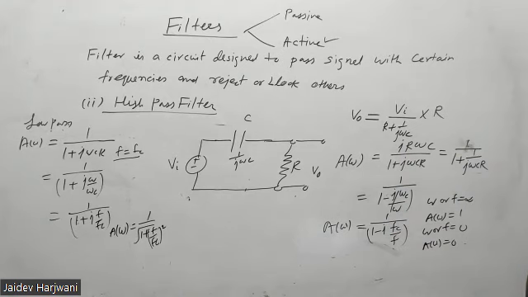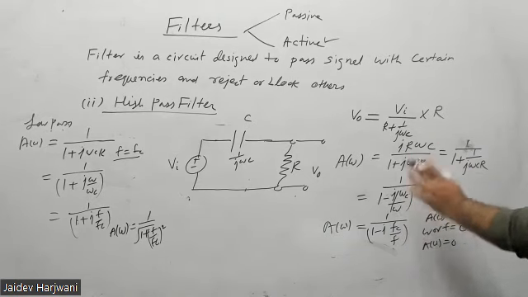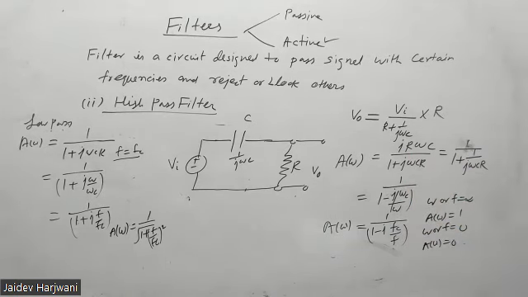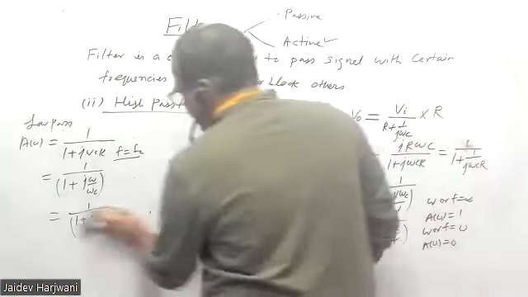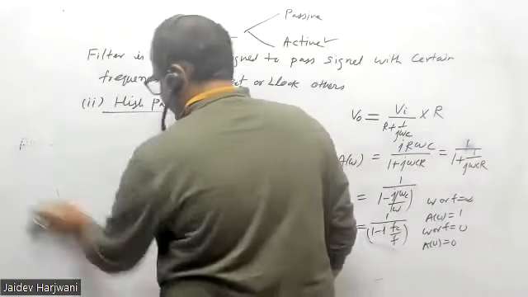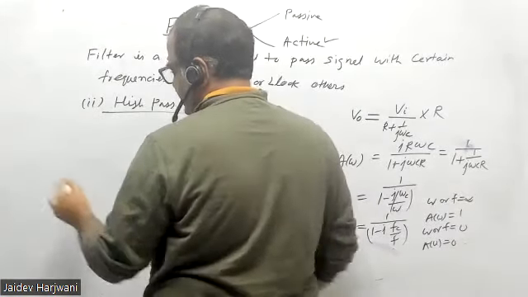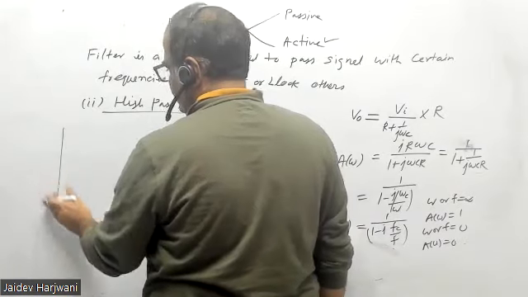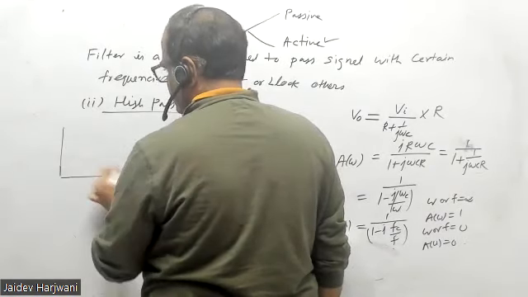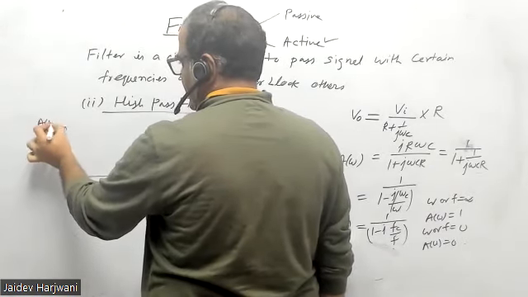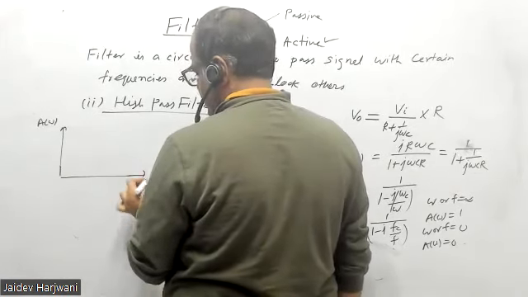Okay. So at higher frequency you will get higher gain, depending on this. And at omega equal to omega C, what will happen? Your gain will be 1 by root 2 of this one, what you're getting at infinite value. So if I plot this graph, this graph will come out, A omega versus frequency. Okay.